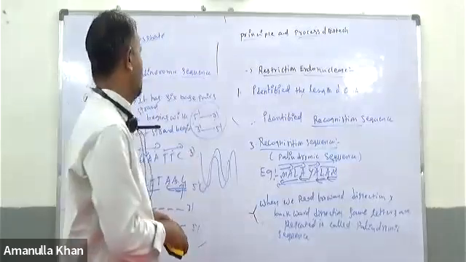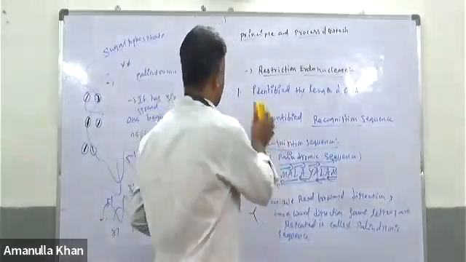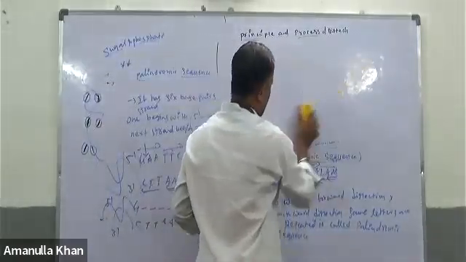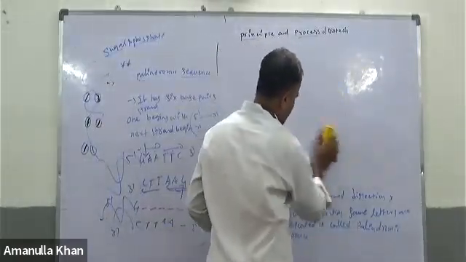Okay. The next is restriction exonuclease enzyme. Restriction exo, a name only here. Exo means outside or edges. Outside or edges. Okay.